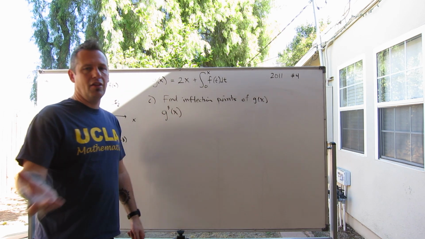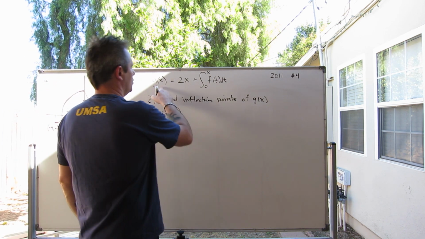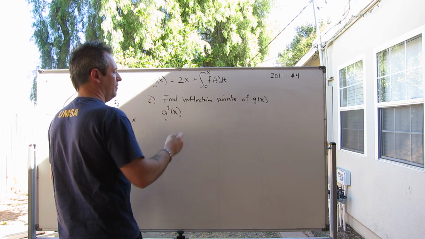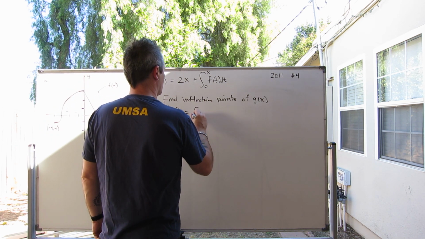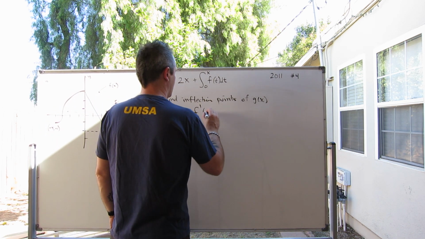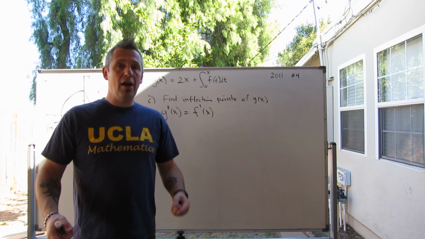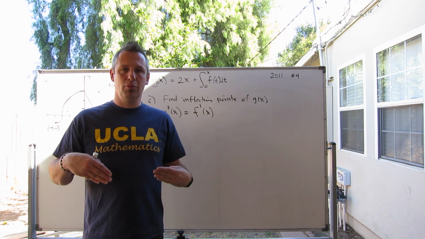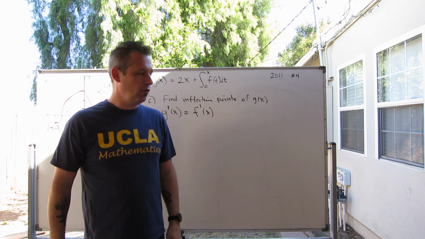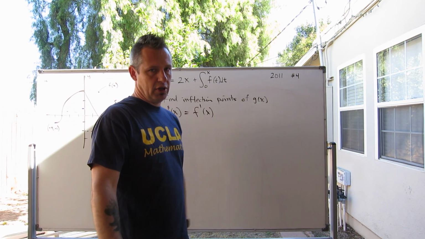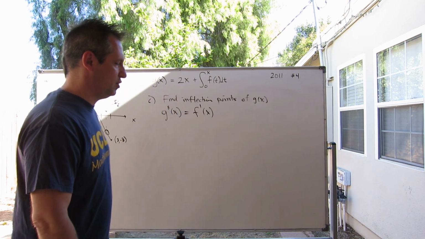But I actually did that on the last board. And since g prime of x is 2 plus f of x, g double prime of x is actually just equal to f prime of x. So what we're asking ourselves is where f prime of x could possibly change sign. So that's what we're looking for. So I'm just going to go over to our graph here and we're going to see, is there any place where f prime of x changes sign?